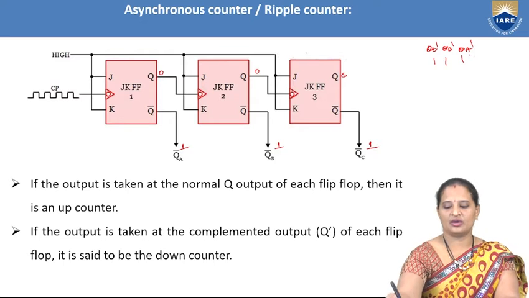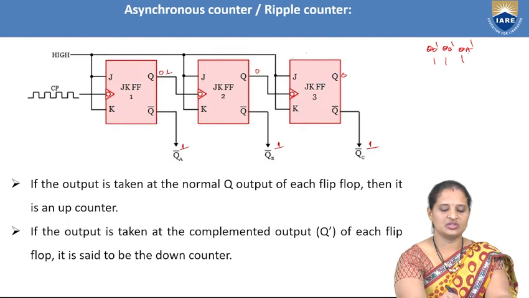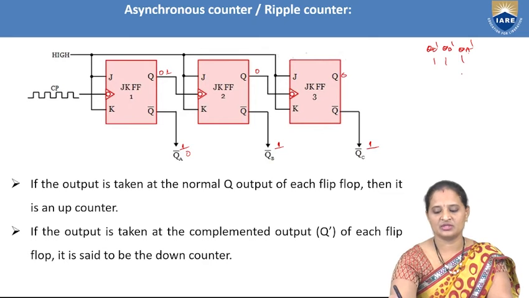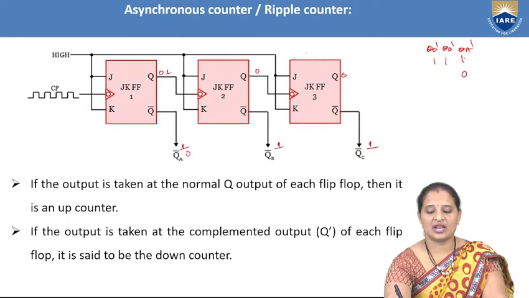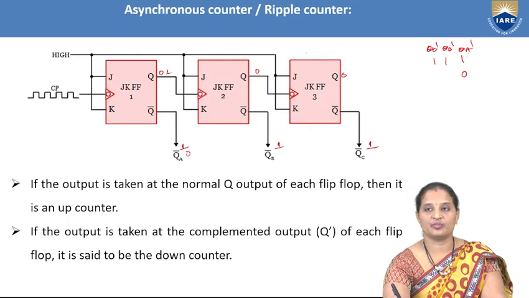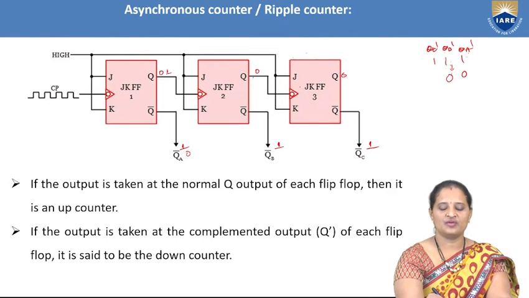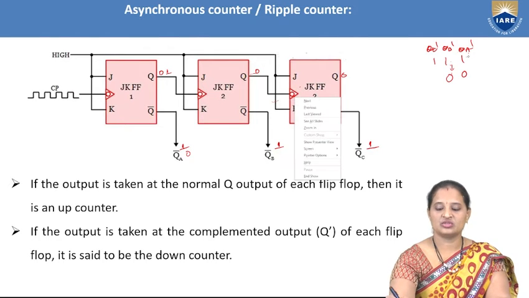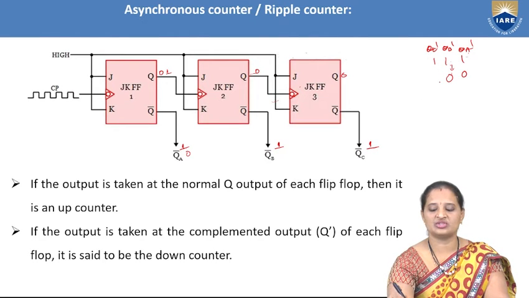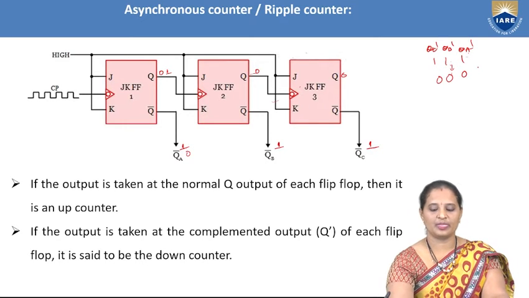QA becomes 1 here, and hence QA complement becomes 0. What is the transition we have here? 1 to 0. We have considered negative edge triggered flip-flops. So we have a transition from 1 to 0, which is a negative edge trigger, and hence QB complement will also change to 0. As QB complement is changing from 1 to 0, which is given as clock to the third flip-flop, the third flip-flop will also change its state from 1 to 0. So initially it was 111.